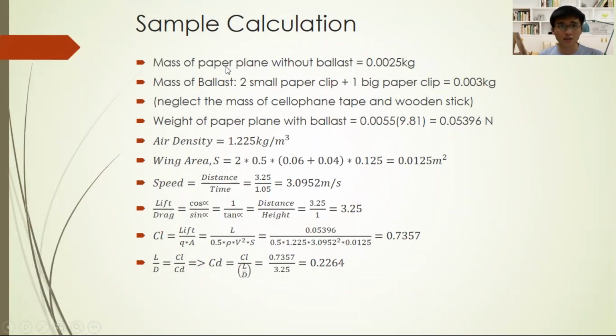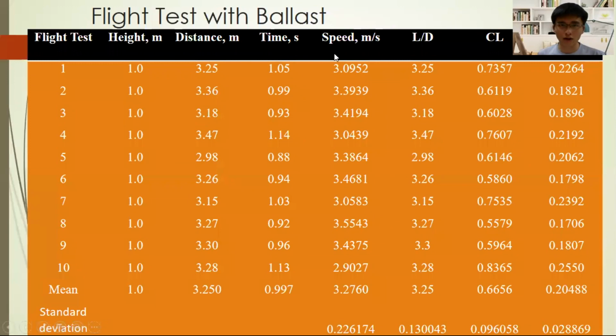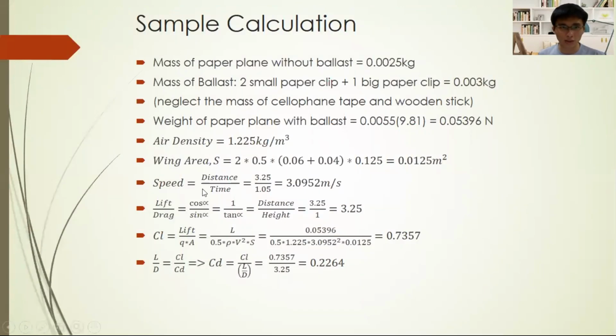After I do some sample calculation, just now I said my paper plane without any weight is 0.0025 kg. After I add 2 small paper clips and 1 big paper clip, my weight is 0.0055 kg, and I need to find the weight. I multiply by 9.81, the gravity acceleration. After that, I use the air density as a constant, and the wing area, and the speed. I calculate this row, this column. The speed is distance over time, and the lift drag ratio I use is distance divided by height.